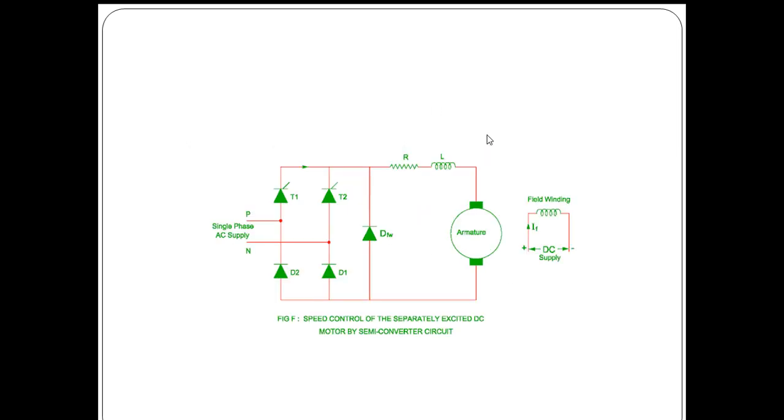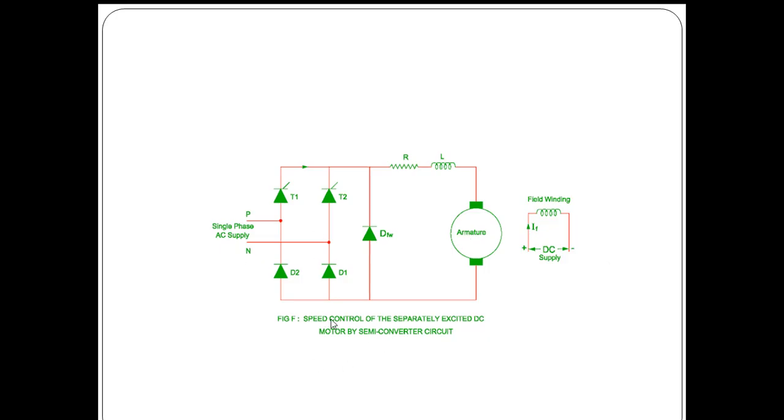Now we are going to discuss speed control of separately excited DC motor. So this is the motor circuit, and this is armature and the field winding. This field winding will be exciting the motor separately. This field will be connected to an external DC supply. And this armature of the motor is connected to the circuit where we are converting this AC supply into DC supply, and this converted DC is fed to motor armature circuit.